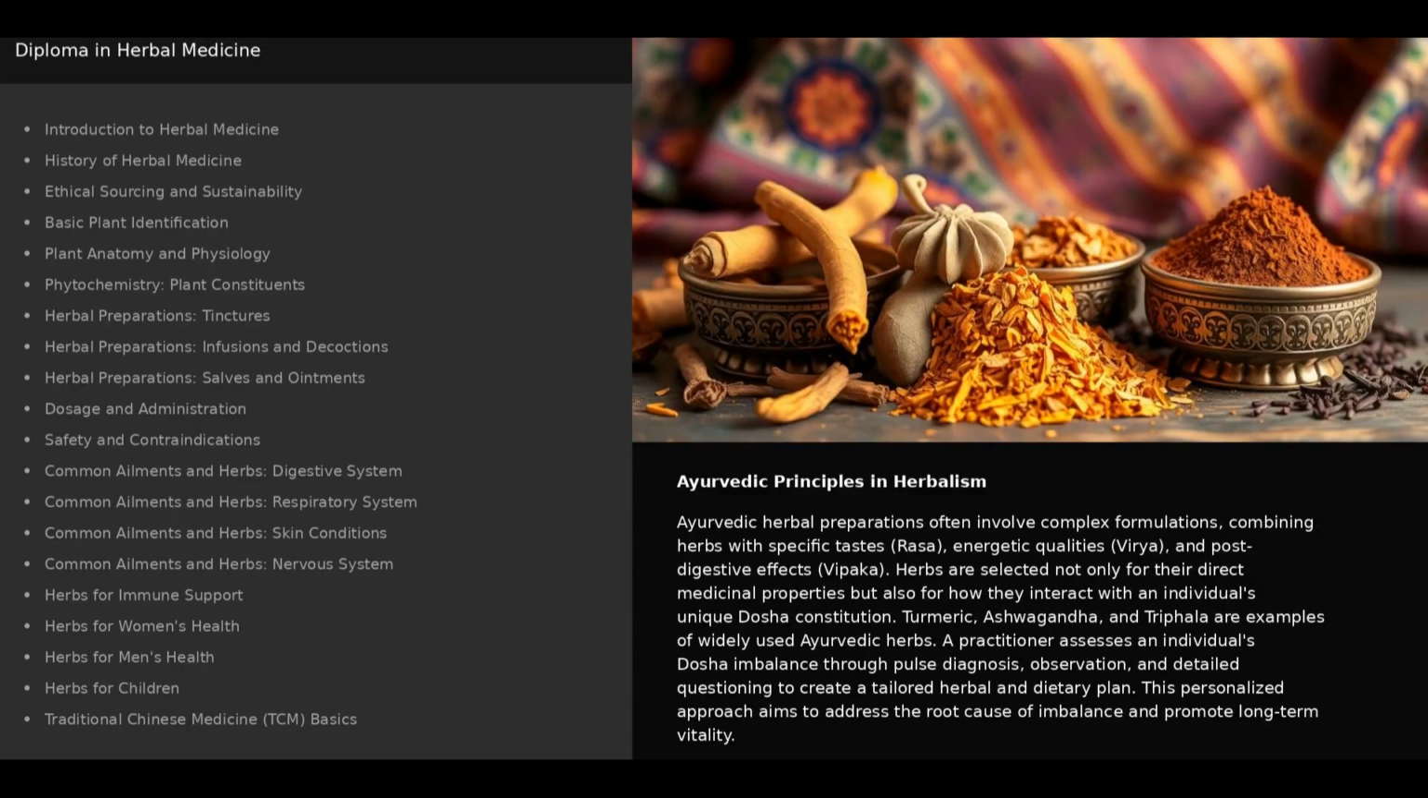Ayurvedic herbal preparations often involve complex formulations, combining herbs with specific tastes, rasa, energetic qualities, virya, and post-digestive effects, vipaka. Herbs are selected not only for their direct medicinal properties, but also for how they interact with an individual's unique dosha constitution. Turmeric, ashwagandha, and triphala are examples of widely used Ayurvedic herbs. A practitioner assesses an individual's dosha imbalance through pulse diagnosis, observation, and detailed questioning to create a tailored herbal and dietary plan. This personalized approach aims to address the root cause of imbalance and promote long-term vitality.